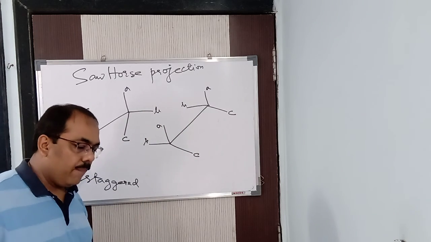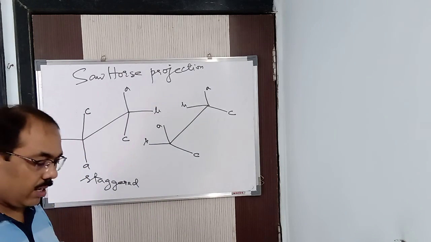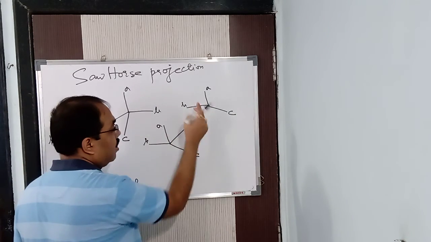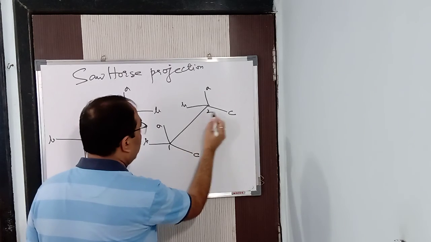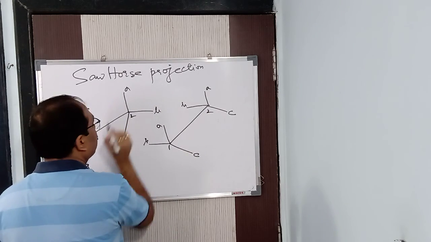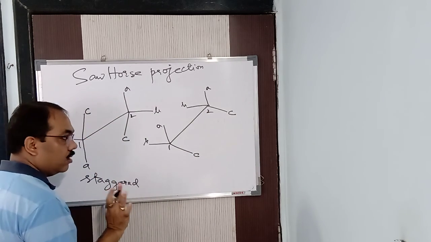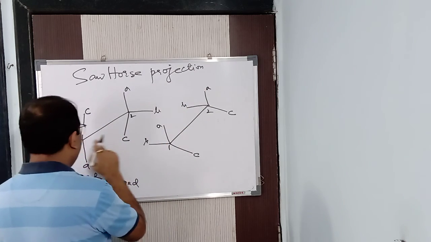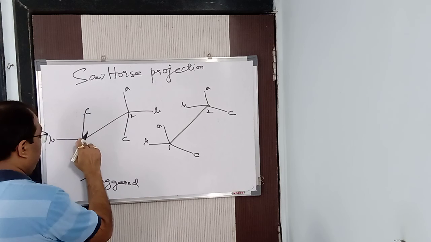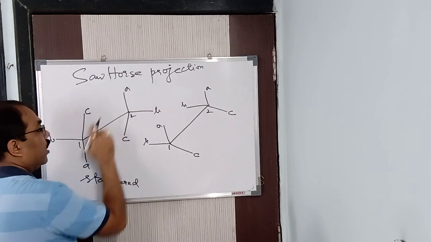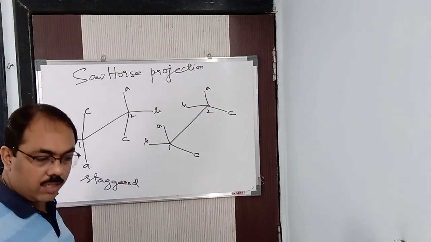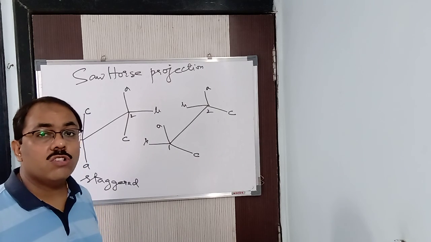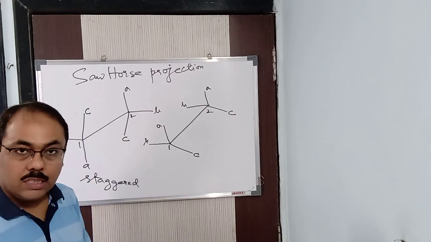In the case of eclipsed, what is the bond angle between this A and this A? Let us mark the carbons as 1 and 2, first carbon, second carbon. So in the eclipsed form, between 1A and 2A, the bond angle is 0 degree. In the staggered form, between 1A and 2A, the bond angle is 180 degree. Got it now? This is nothing but the sawhorse representation. Thank you very much.